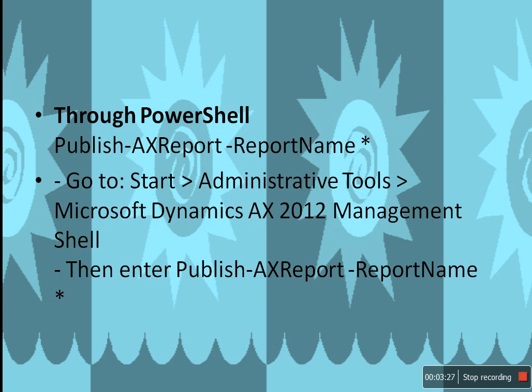One more way is PowerShell. Through PowerShell you can publish all your reports, or you can give a report name. Write Publish-AXReport with the report name and a star, and it will deploy all the reports. If you give your specific report name, it will deploy the single report. Go to Administrative Tools, Microsoft Dynamics AX 2012 Management Shell, then enter Publish-AXReport.